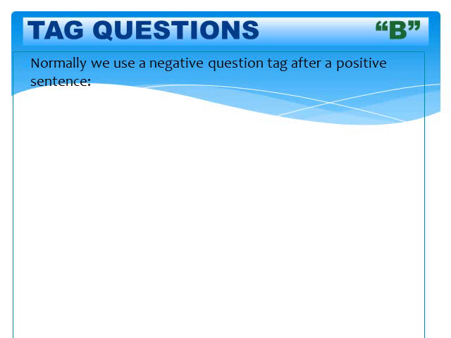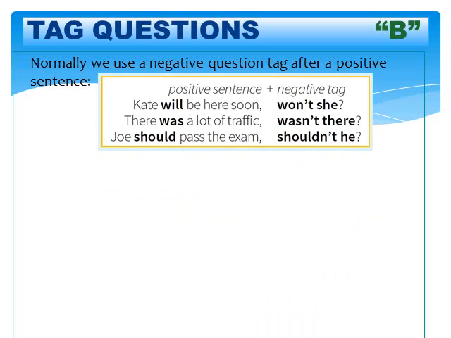Here we have the second way to use tag questions. Normally we use a negative question tag after a positive sentence. That's important, don't forget about that. Positive sentence plus negative tag. First of all, we have: Kate will be here soon, won't she? We are using will. Positive sentence and negative tag, won't she? And the second one: there was a lot of traffic, wasn't there? Positive and negative. Joy should pass the exam, shouldn't he?